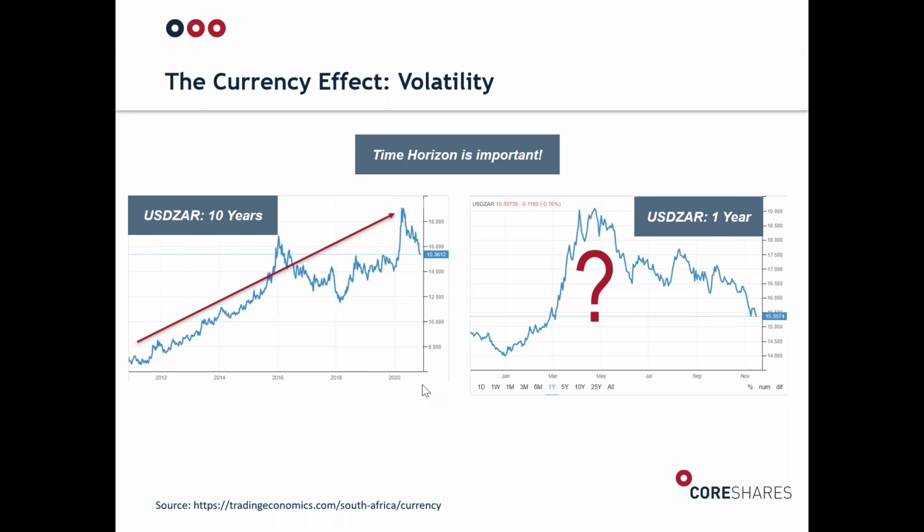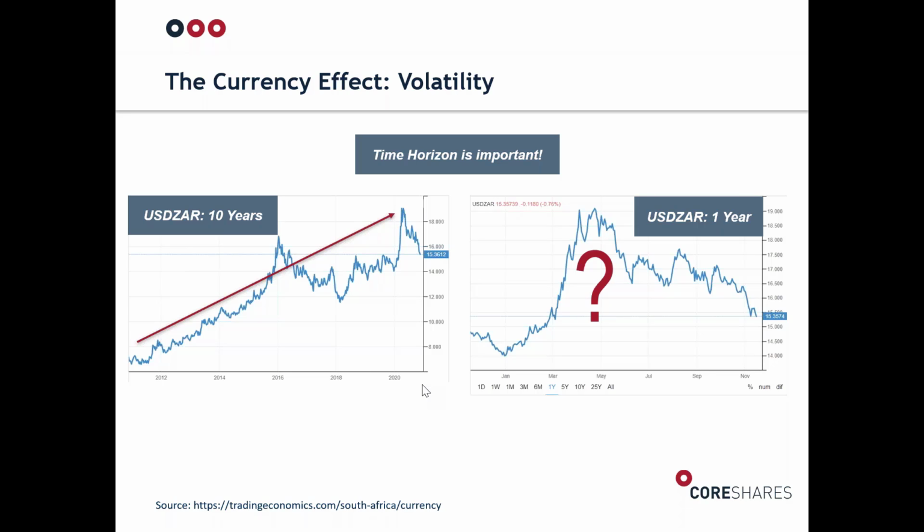So if you changed your rands into dollars and bought offshore investments around March, April this year, even if those offshore investments hadn't changed in value, let's assume for academic purposes that whatever you invested in stayed completely flat, you would have lost around 20% of value by now simply because the rand has strengthened. The purpose of this example is not to scare you off investing offshore, but to make sure you understand that the rand is a very volatile currency.